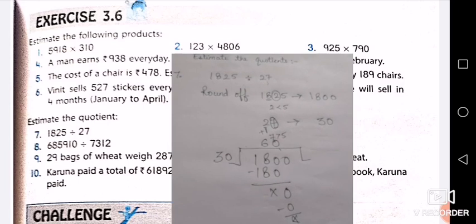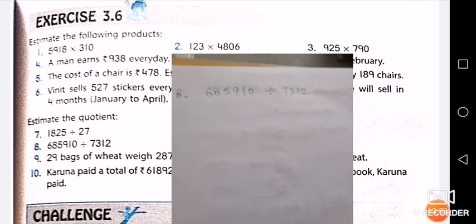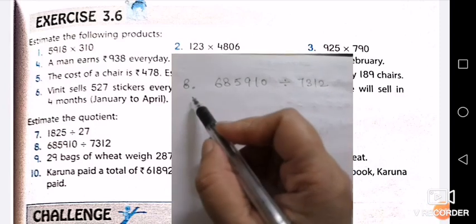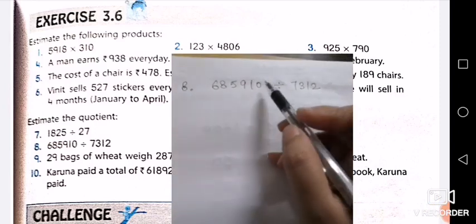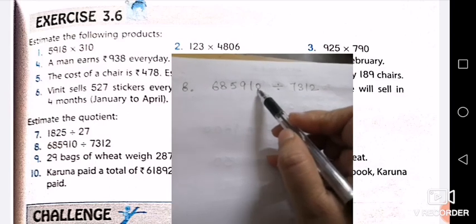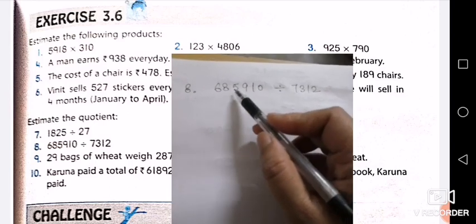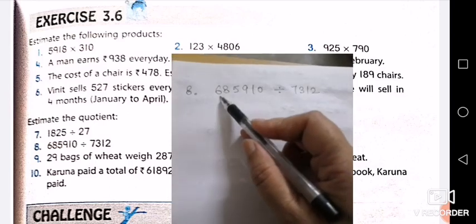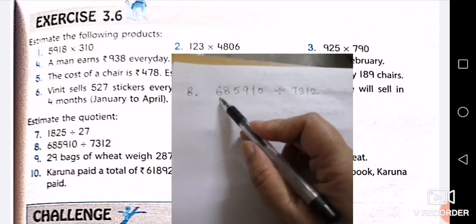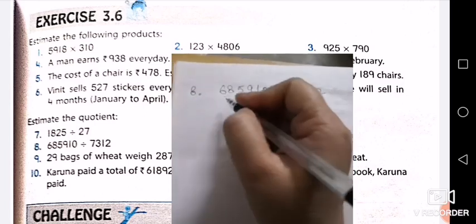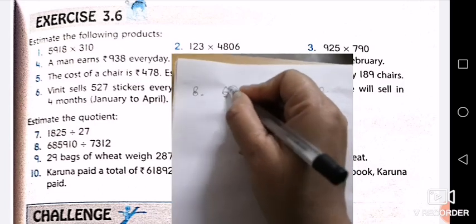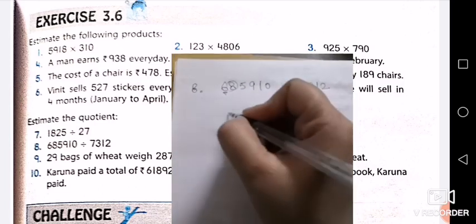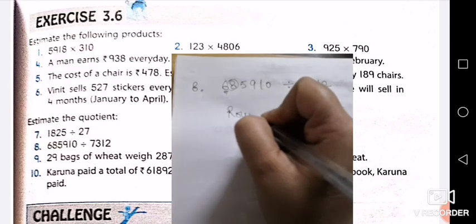Okay, now we'll move to question number 8. So now this will be your 8th question. Now this 8th question we are going to round off to the greatest place value, ones, tens, 100, 1000, 10,000, lakh. So we are going to round off to its greatest place value, which is lakh. We underline the lakh place and encircle the 10,000 place. So first of all we will round off that number.